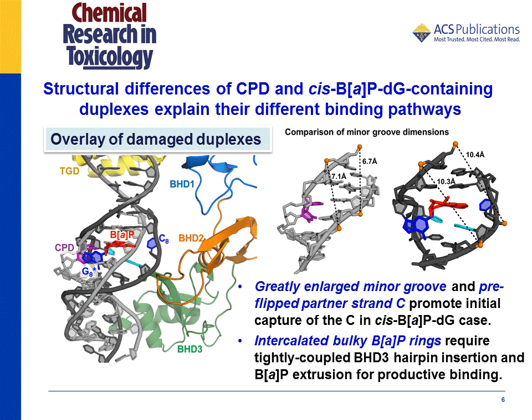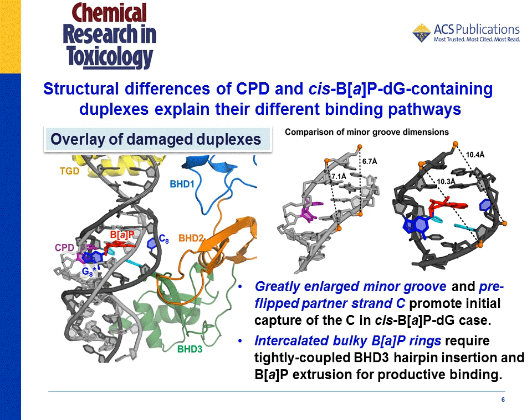Structural differences of CPD and cis-BAPDG containing duplexes explain their different binding pathways. Shown on the left is an overlay of the damaged duplexes in their initial models. The CPD containing duplex is shown in light gray. The thymine dimer part of the CPD is in purple. The cis-BAPDG containing duplex is shown in dark gray, where the BAP rings are in red. The damaged guanine and its partner base C are in blue.